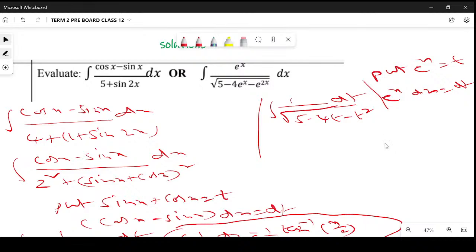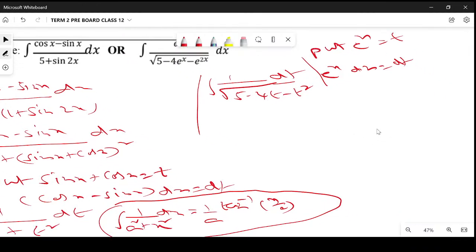Now here you can see, in this problem what I will do now. I am going to simplify this 5 minus 4t minus t square. I can take minus common: t square plus 4t minus 5. You should make it a perfect square form here.